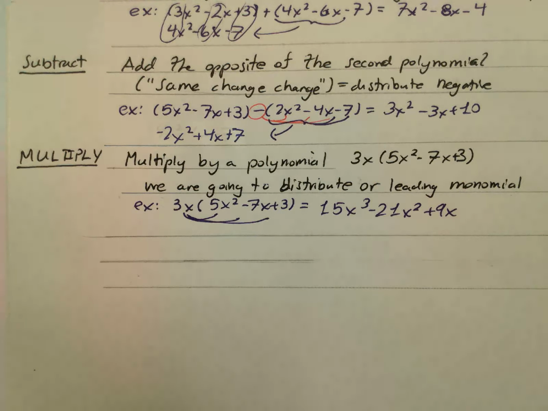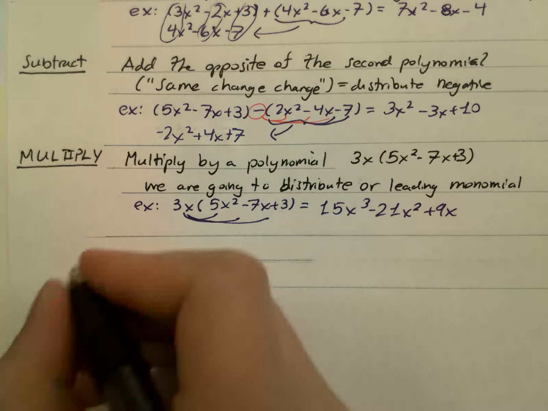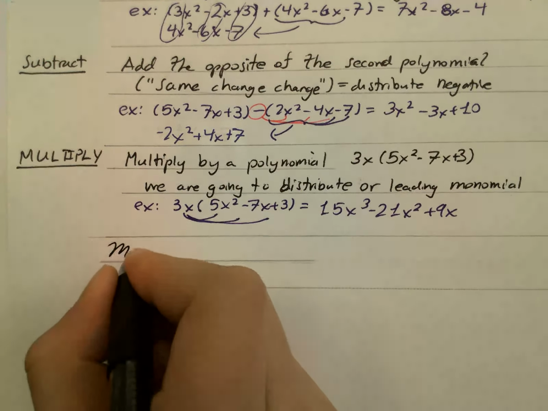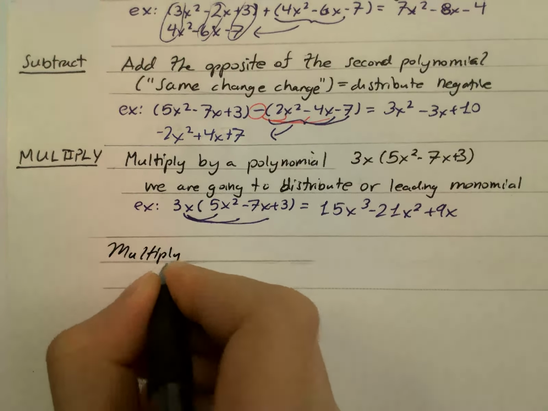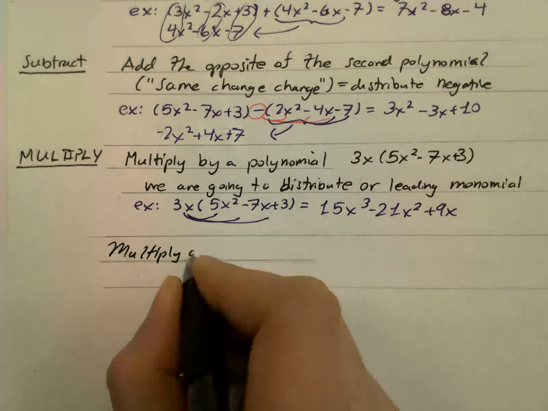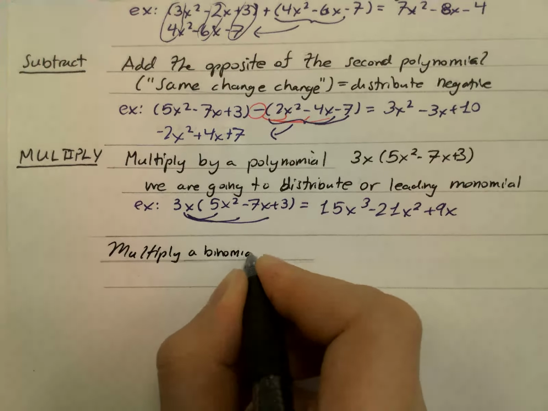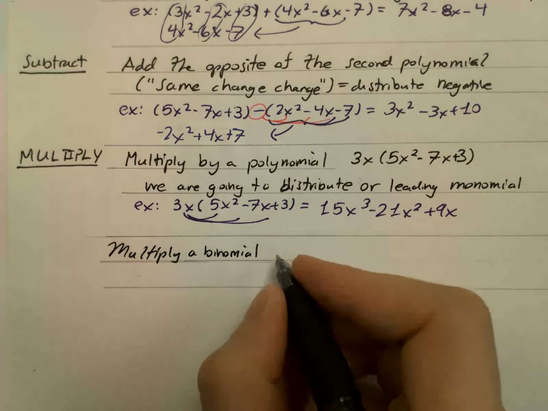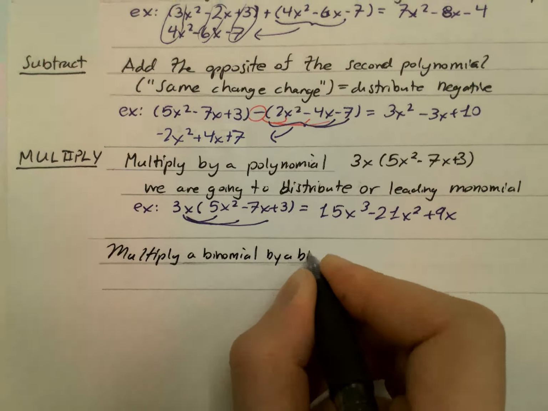Okay. Now, we've talked about distributing when we multiply a polynomial by a monomial. But what happens when we multiply a polynomial by a polynomial? Or a binomial by a binomial? I multiply a binomial by a binomial.